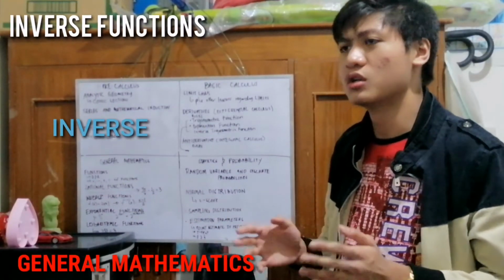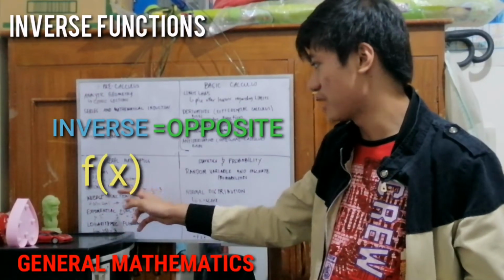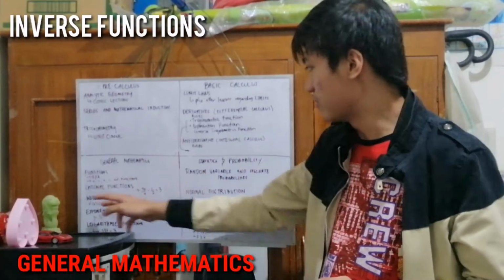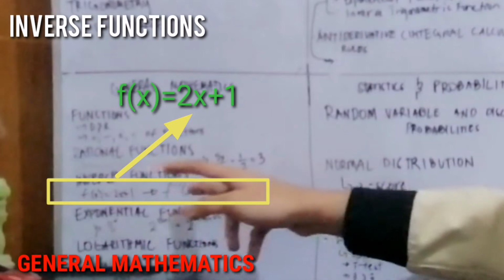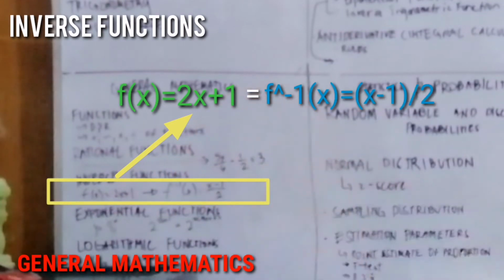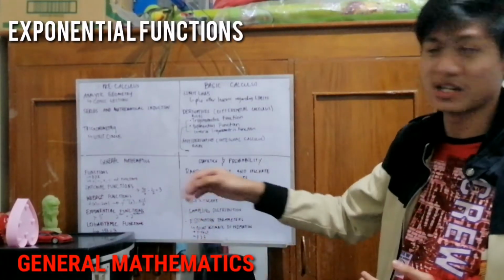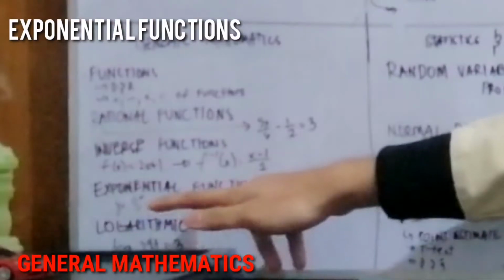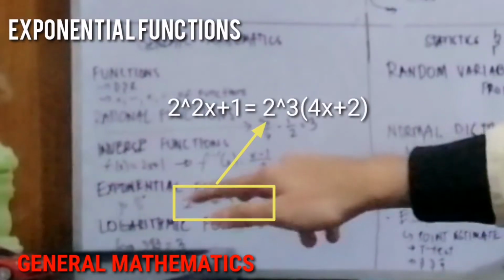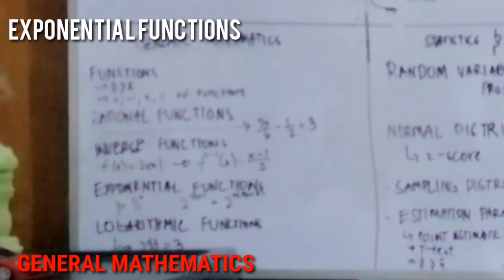That means we're going to find the opposite of the value of f of x, and that is f raised to negative 1. Now for f of x, we have here 2x plus 1, and when we find its inverse, we have here x minus 1 over 2. Now for exponential functions, it is really fun to have this lesson because you're going to solve, especially for this one, 2 raised to 2x plus 1 equals 2 raised to 3 multiplied by a quantity of 4x plus 2. And then right after that, you're going to check if your answer is correct.